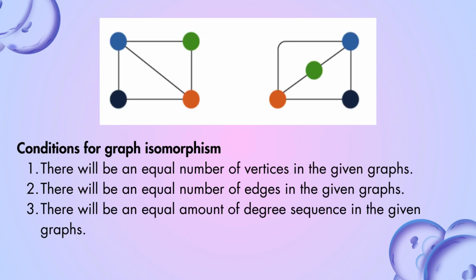The example of an isomorphism graph is described as follows. Conditions for graph isomorphism: there will be an equal number of vertices in the given graphs. There will be an equal number of edges in the given graphs. There will be an equal amount of degree sequence in the given graphs.